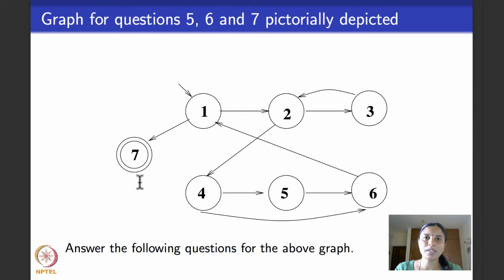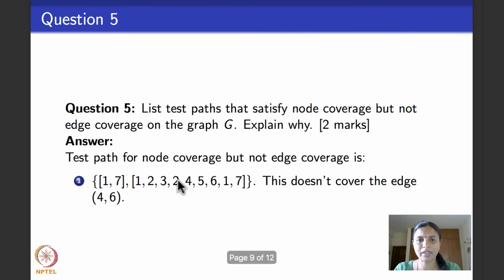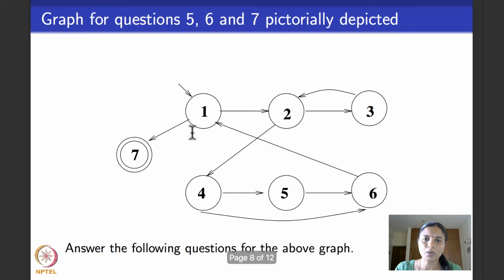So basically what I'm trying to say is that if my test requirement is node coverage, then there has to be a test path that consists of this segment in the graph, which is just this edge 1 to 7. And for all the remaining vertices, you need to go through this whole zigzag cycle once and come back to 7. You could include any test path that does that. Here, what I have done is I have included this test path: 1, 2, 3, 2, 4, 5, 6, 1, 7. It does meet node coverage. If you see, all the nodes are included in this test path.